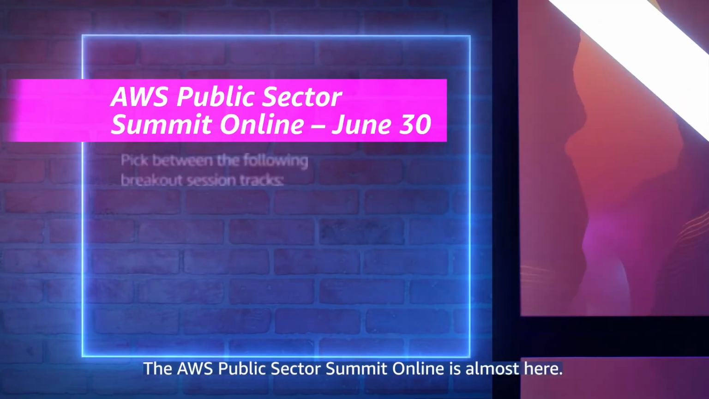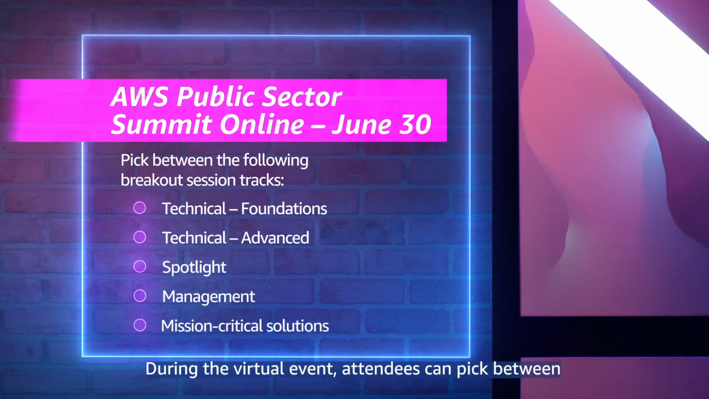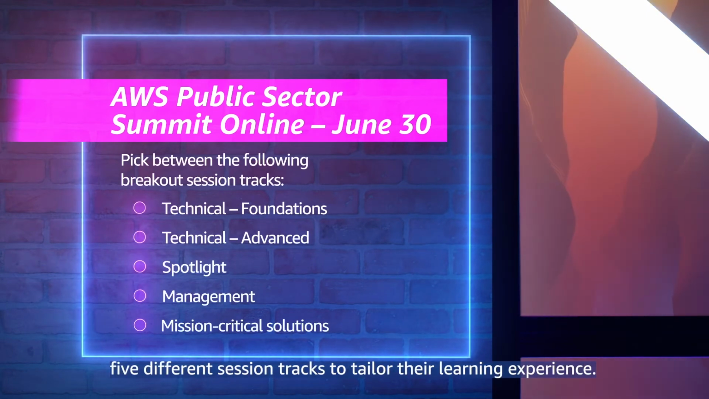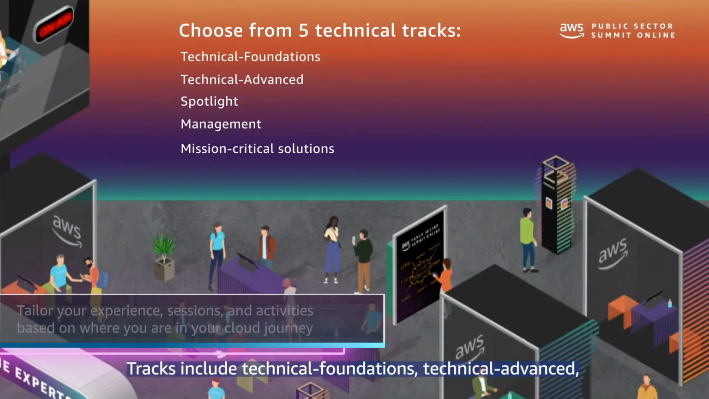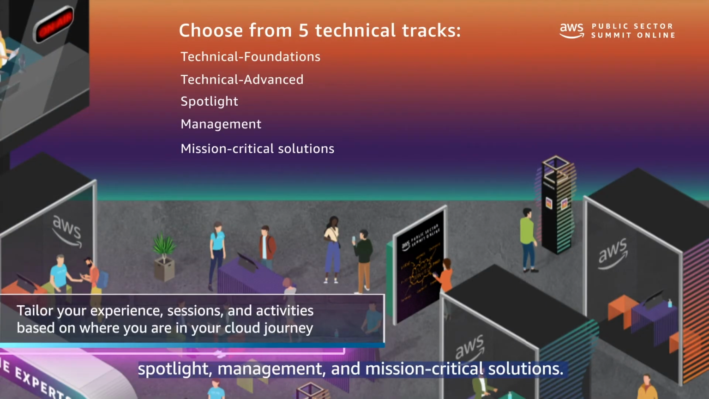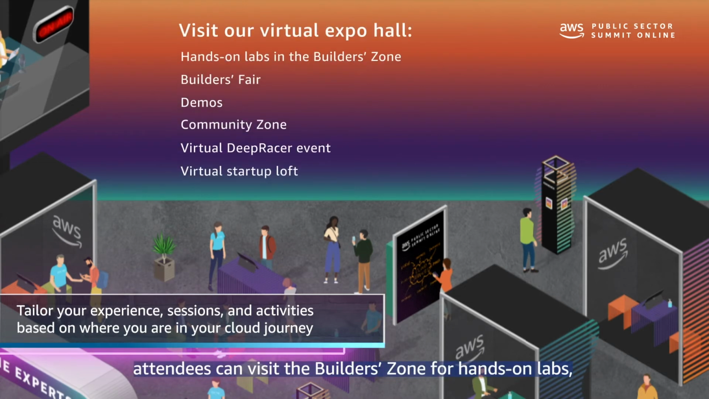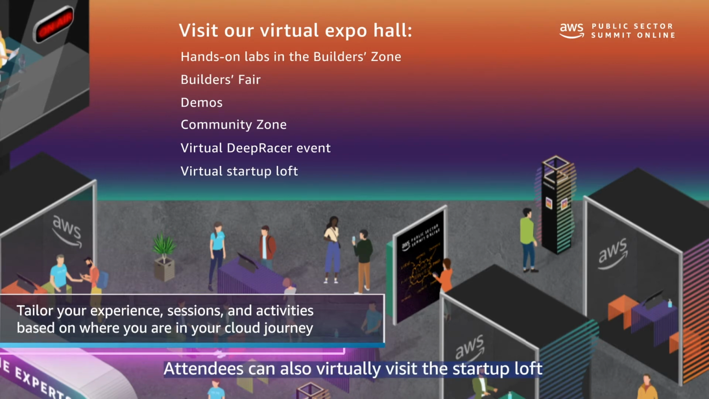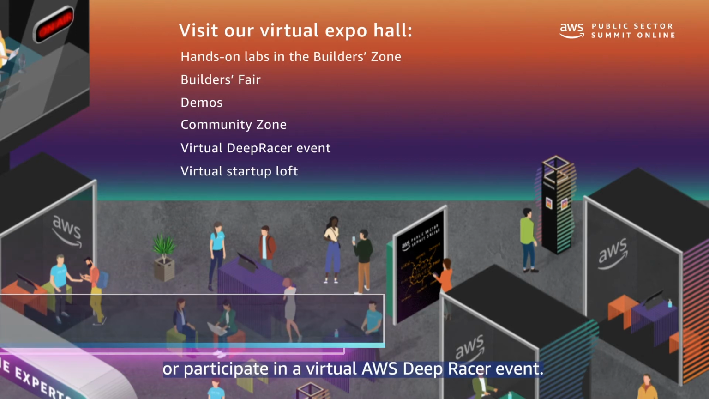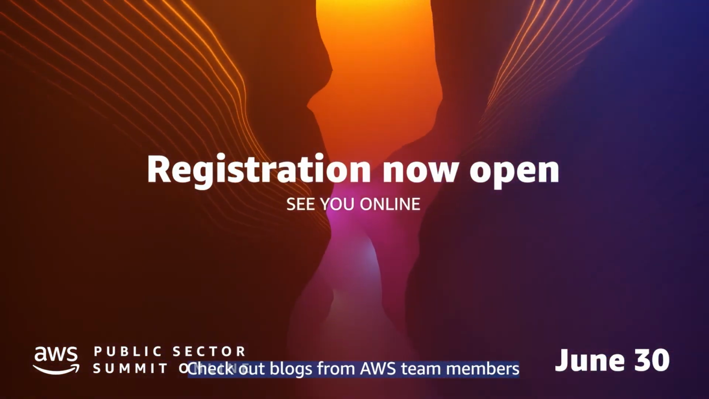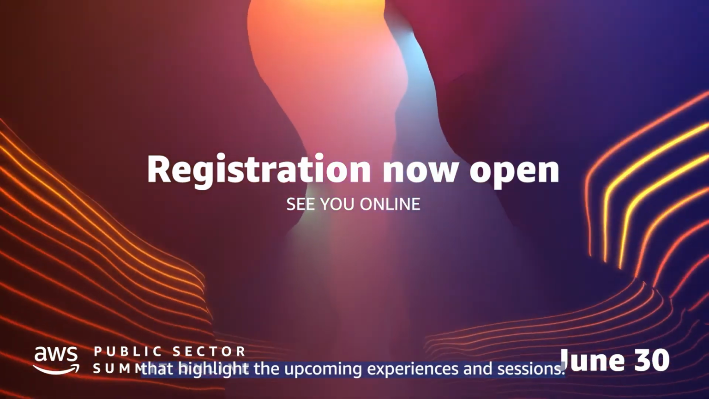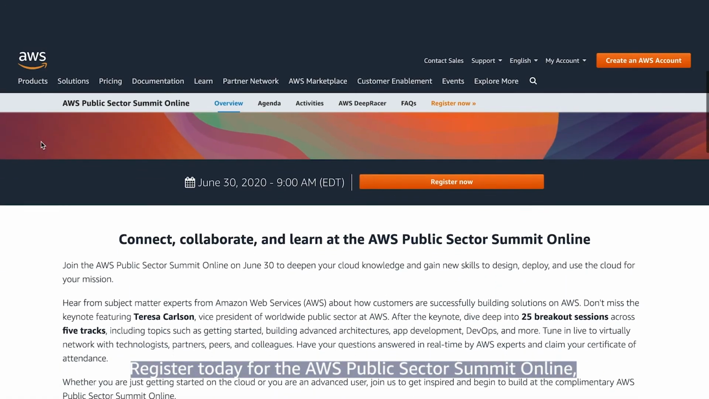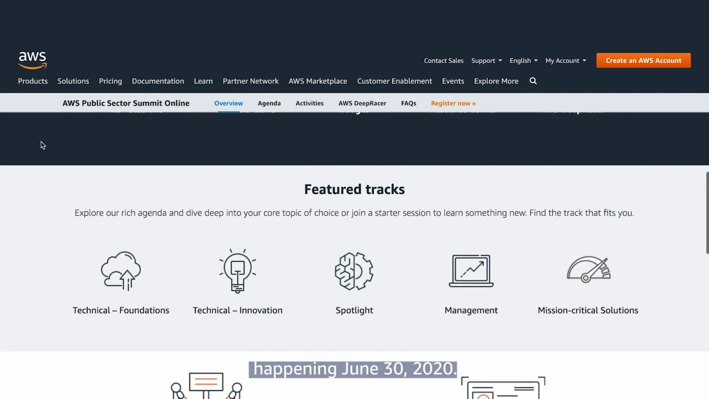The AWS Public Sector Summit Online is almost here. During the virtual event, attendees can pick between 5 different session tracks to tailor their learning experience. Tracks include Technical Foundations, Technical Advanced, Spotlight, Management, and Mission Critical Solutions. In the virtual expo hall, attendees can visit the Builders Zone for hands-on labs, the Builders Fair demos, and the Community Zone. Attendees can also virtually visit the Startup Loft or participate in the virtual AWS DeepRacer event. Check out blogs from AWS team members that highlight the upcoming experiences and sessions. Register today for the AWS Public Sector Summit Online happening June 30, 2020.